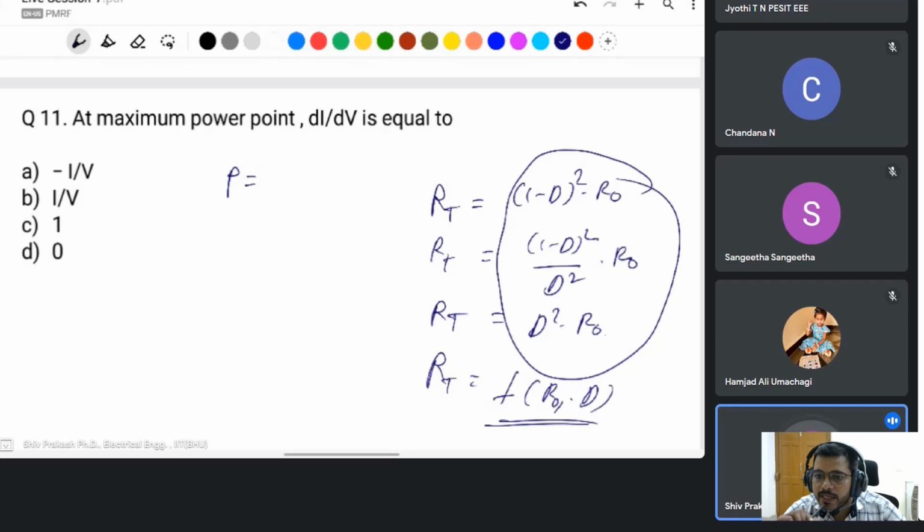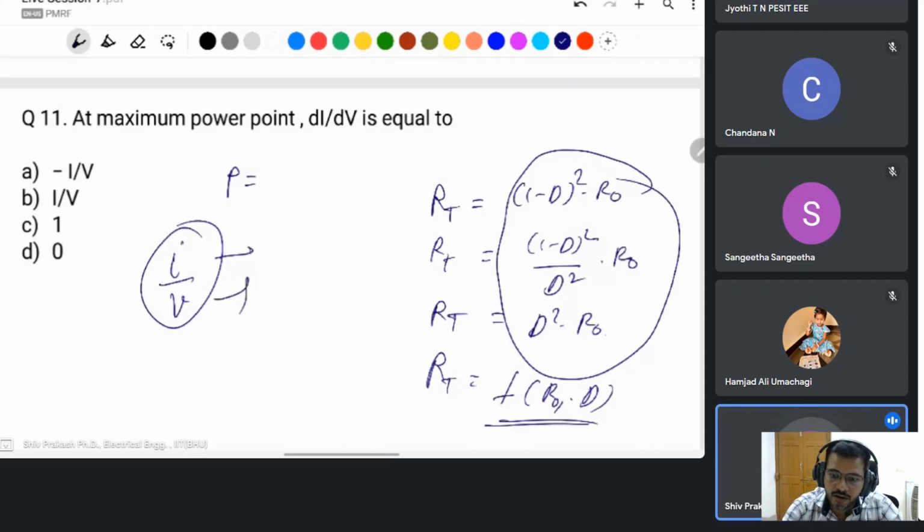So what about the terminal resistance? Is the resistance constant or does it change? The terminal resistance of the PV panel depends on the IV characteristic, only the IV value. If you change the duty cycle, then voltage and current will change. That's why when you change the duty cycle, the IV value also changes to match the R naught value or the total Rt value.